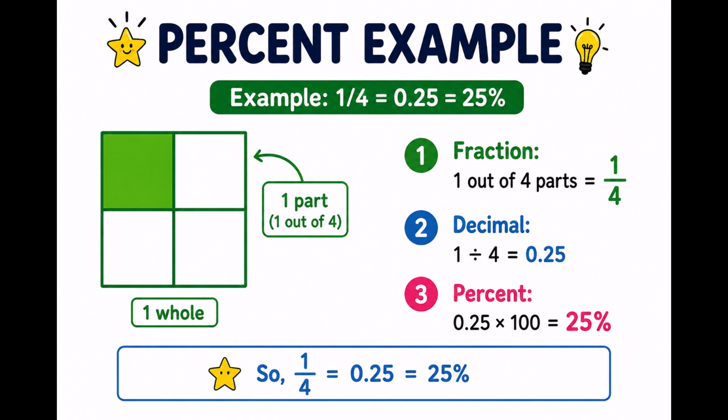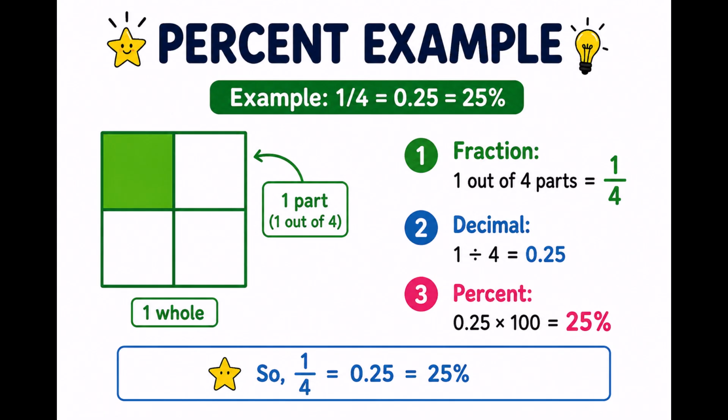Step 3, change the decimal to a percent. Multiply the decimal by 100. So 0.25 times 100 equals 25%. So 0.25 equals 25%. Now put it all together. These all mean the same amount. 1/4 means 0.25, and it also means 25% with the percent sign.